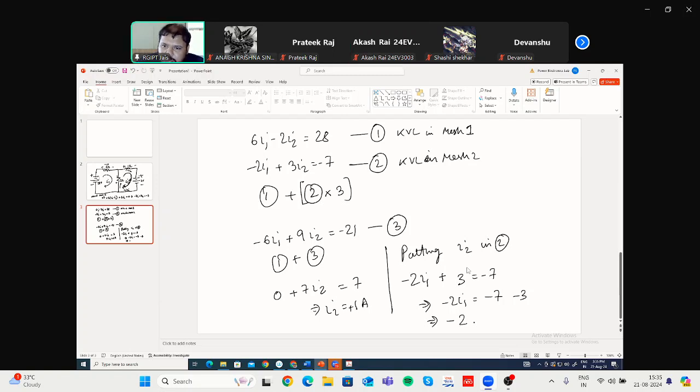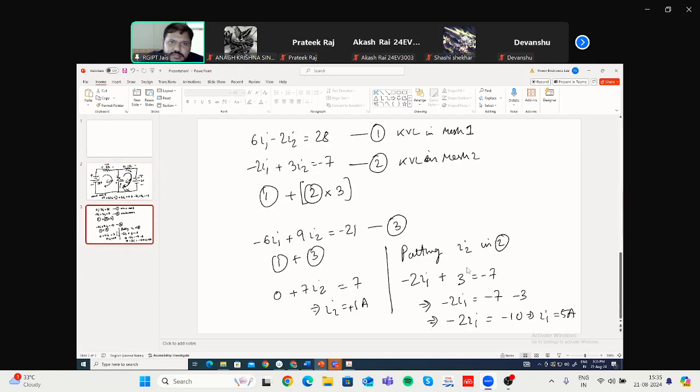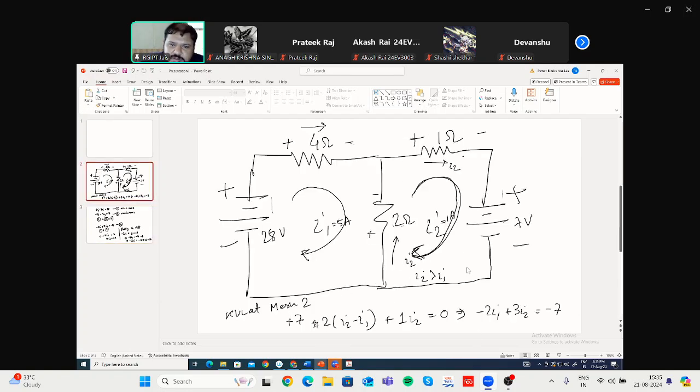2I1 minus 10, so I1 will be 5 ampere. I1 will be 5 ampere and it will be in the same direction, that means this I1 direction, 5 ampere. Yes, so second mesh, that means in mesh 2. Let us write it here. I'm removing this part and I'm again writing it.